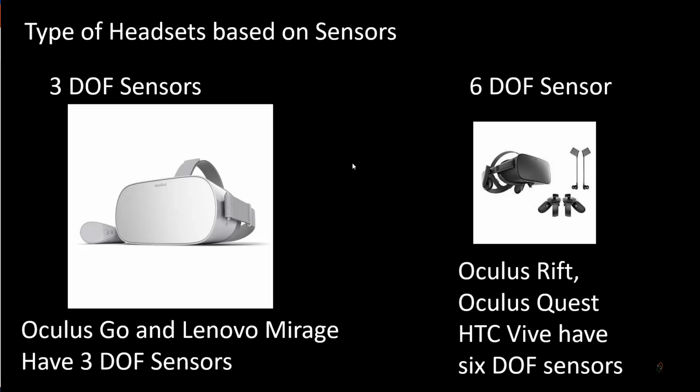Some games are designed for 6DOF sensors, and such kind of games and content can be watched only on Oculus Rift and Oculus Quest. So they are expensive. Quest and these headsets start from more than 50,000 rupees. Whereas Oculus Go and Lenovo Mirage are available from 30,000 rupees. So these are the kinds of sensors that we are going to use in our headsets.